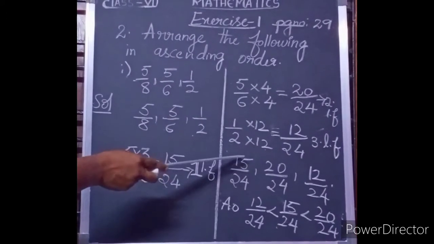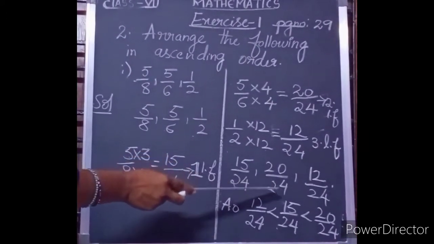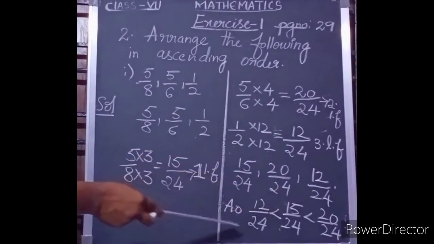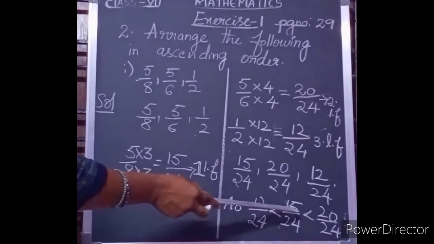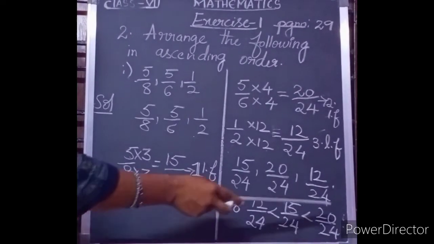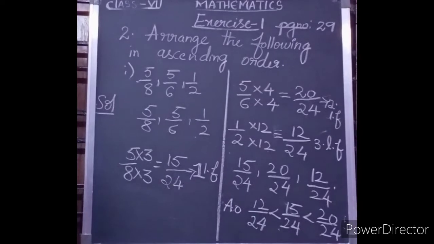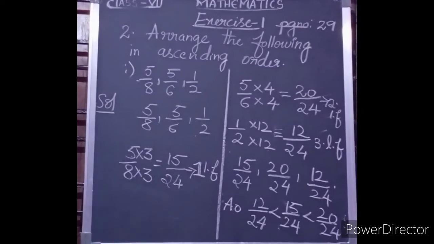Now we got the three like fractions: 15 by 24, 20 by 24, 12 by 24. Now arrange them in ascending order. That is 12 by 24 less than 15 by 24 less than 20 by 24. Is it clear, children?